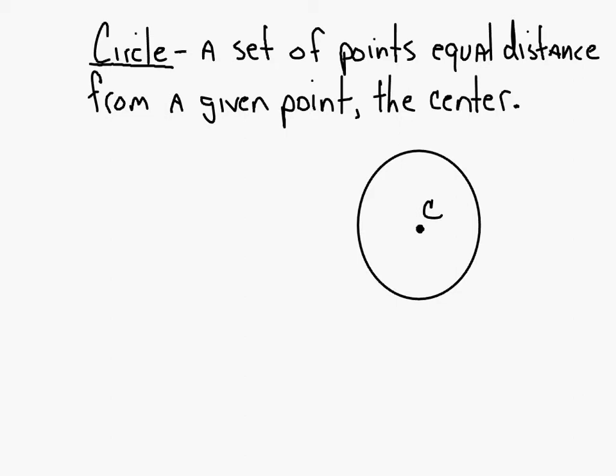All right, so this would be referred to as circle C, or the symbol, which is just a small circle with a dot in the middle of it and the letter C. Those are both names for this circle: circle C and the symbol circle C.